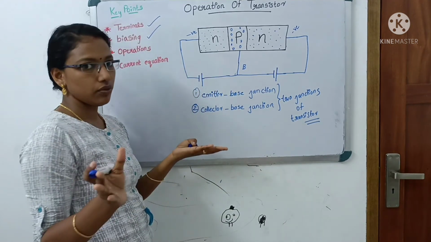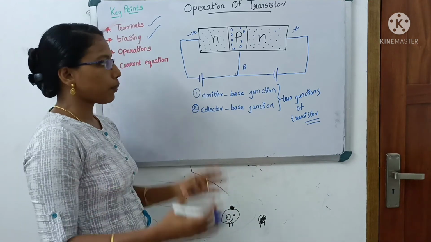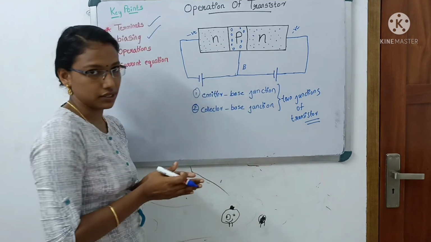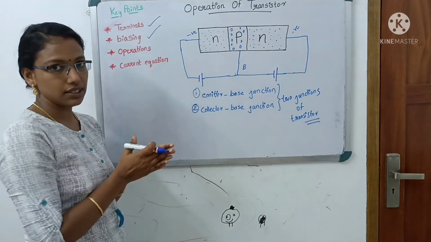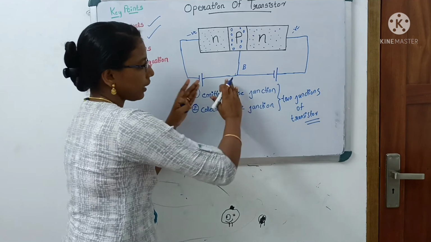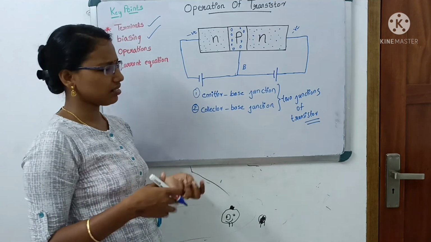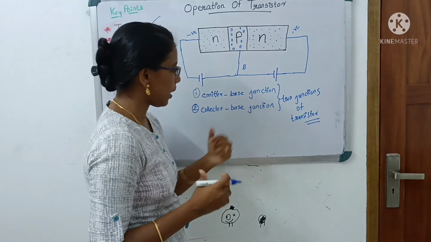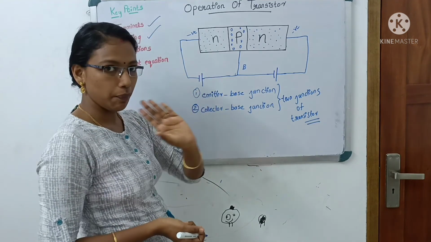So now we don't say that we are applying an external voltage, we simply say that we are providing a biasing to the junctions of a transistor. When we connect like this, this entire diagram we call biasing of a transistor, or transistor biasing. So, emitter base junction and collector base junction. Then we are going to discuss these separately.